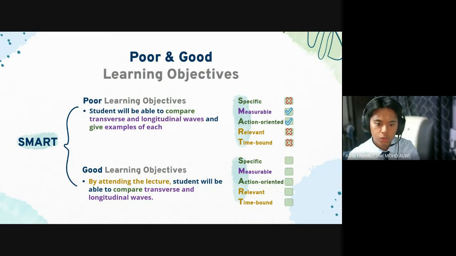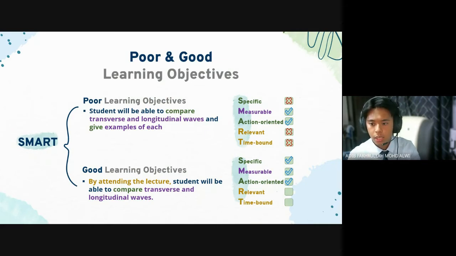Now let's take a look to the good learning objective. By attending the lecture, student will be able to compare transverse and longitudinal wave. Is it specific or not? We need to check the action verb used. It has compare, so it is action oriented. So is it specific? Yes, it is specific enough: compare transverse and longitudinal wave. Is this measurable? Yes, it is measurable because we can measure the comparison between transverse and longitudinal wave.